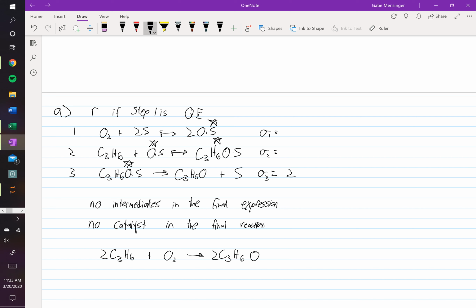We know that we need only 1 molecule of just unbonded oxygen. Oxygen only appears in the first one, and we have that. And we need 2 moles of our propylene, and the unbonded propylene only appears in the second reaction. So that one's also going to be 2. Hopefully that seems familiar.